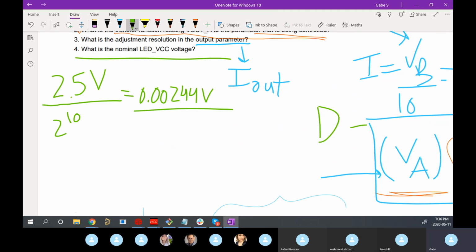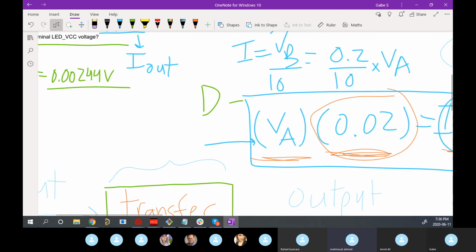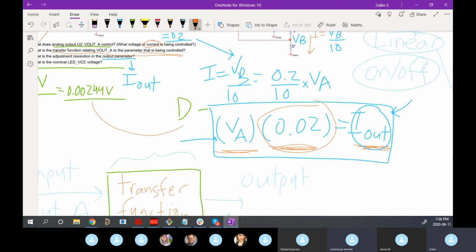So that means that with our DAC, we can control little increments of that amount of voltage, right? So what does that mean for the current? Tell me. We can put that in the equation that we made with the transfer function. And that would be the resolution of the current, I believe. Love it. That's exactly right. So that would be all of that times 0.02. So how many zeros?